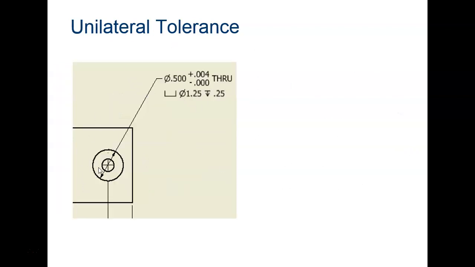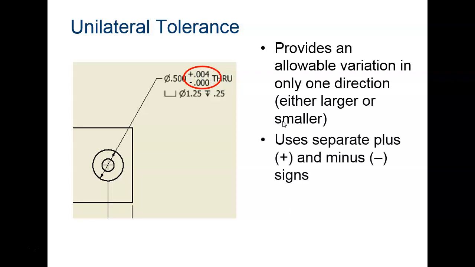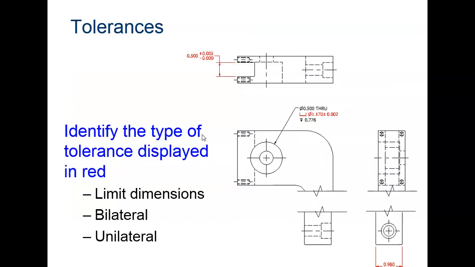Unilateral, usually for a hole, simply means that the minus is usually 0, because if your hole is smaller than it's supposed to be, whatever you're trying to put in won't fit. So the plus means it could be larger than what it's supposed to be, but if it's too big, whatever you're trying to put in there might rattle around or it might not fit appropriately. So basically what we're saying is the hole cannot be smaller than that. There is 0 tolerance. That is the smallest value, but it could be a little bit bigger.